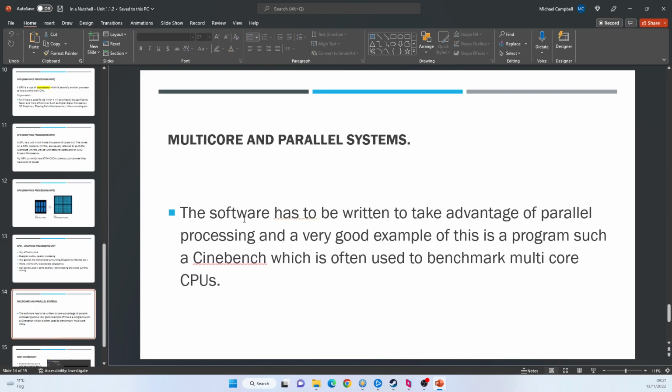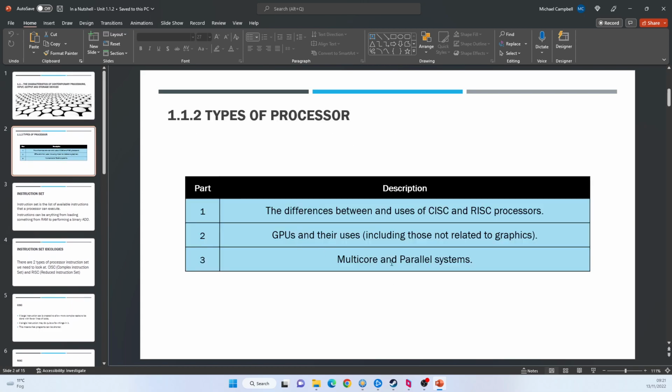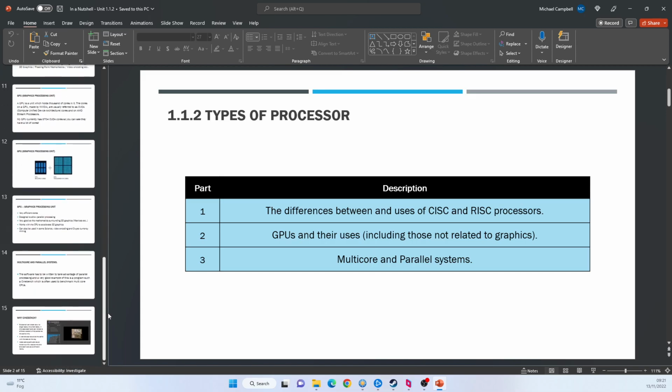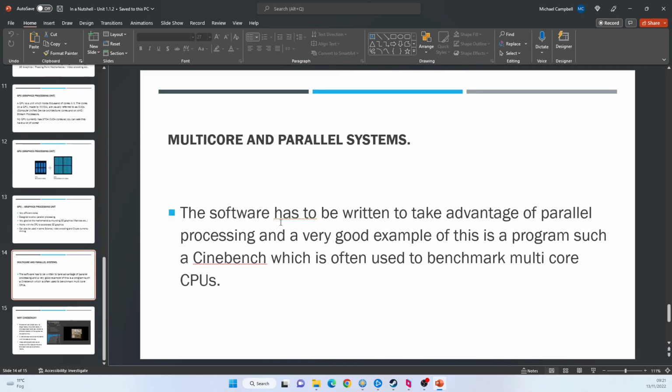Okay, so the software, to have a multi-core and parallel system, which we're going on to now just quickly, and obviously the GPU was an example of a multi-core parallel system. Basically a multi-core parallel system is where all the cores work at the same time. The software has to be written to take advantage of parallel processing. A very good example is a program such as Cinebench, which I've looked at in another video, which is often used to benchmark multi-core CPUs.